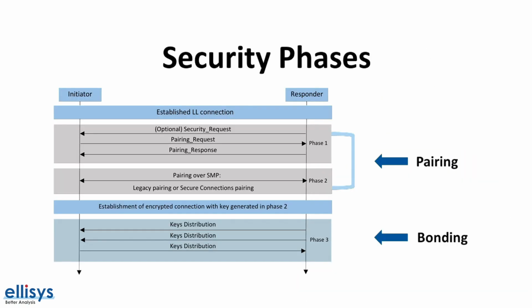Let's revisit the security phases in BLE. Here's the sequence diagram we went over in the previous video. The first two phases, as we mentioned before, make up the pairing process, and the third phase is the phase of bonding between the two devices. In this video, we'll be getting into each of these phases in a bit more detail.